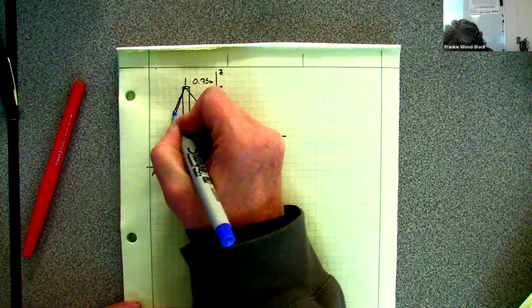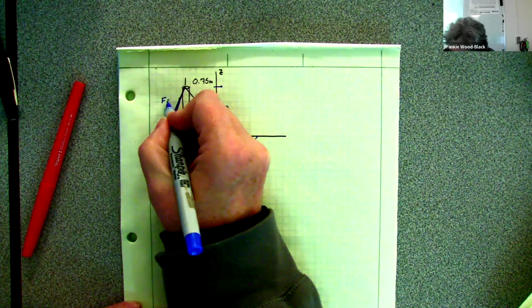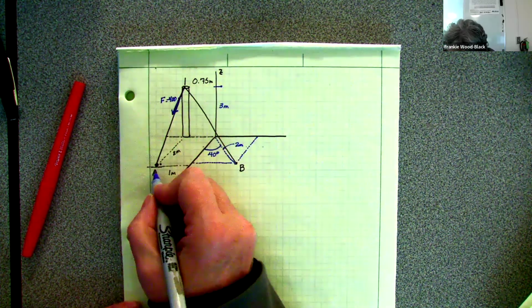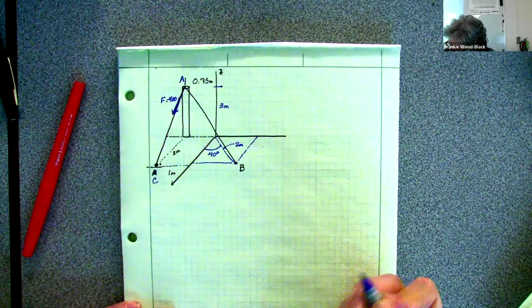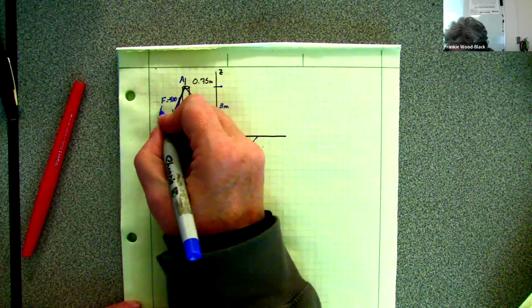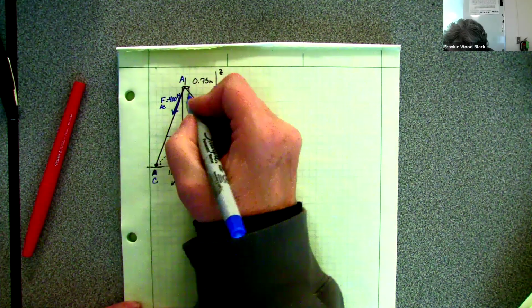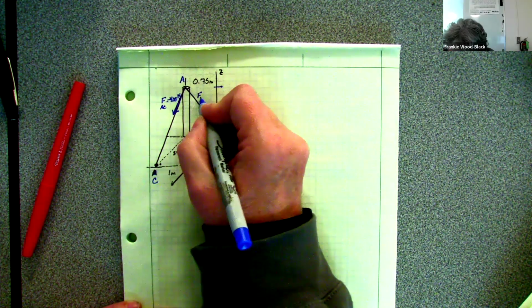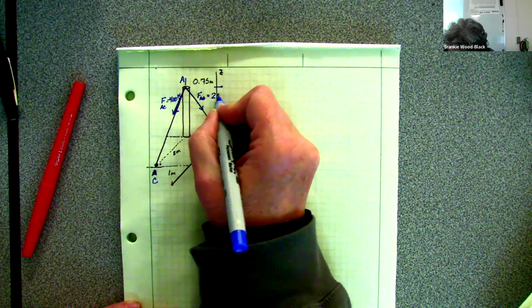We're given a force along this direction. Oops, we're going to label this differently. I'm going to keep consistent labeling. So there's A to C. So force AC is 400 newtons. And force AB is going to be 250 newtons.